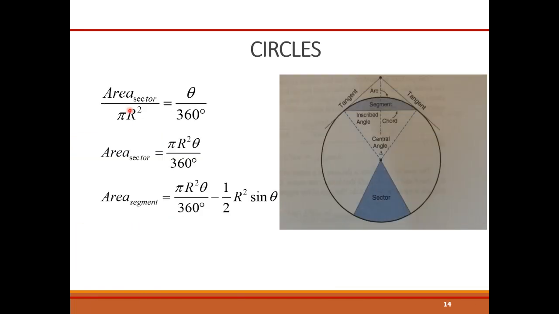Area of the sector and area of the segment. This is the formula for the area of a sector. It is equal to pi r square theta over 360 degrees, and the area of the segment is equal to pi r square theta divided by 360 degrees minus half of r square into sine theta. I'm not going into the derivation of these. If you want to see the derivation, you can find it on the internet using different approaches.